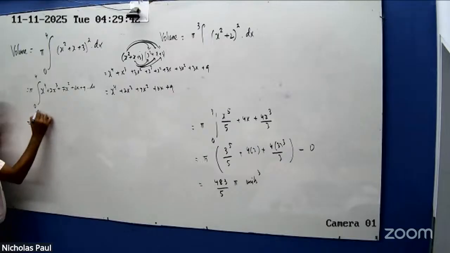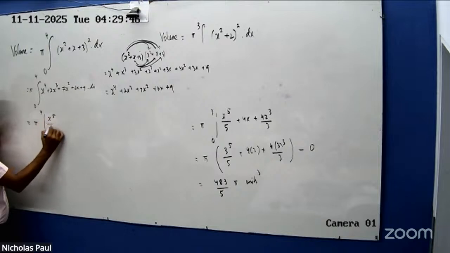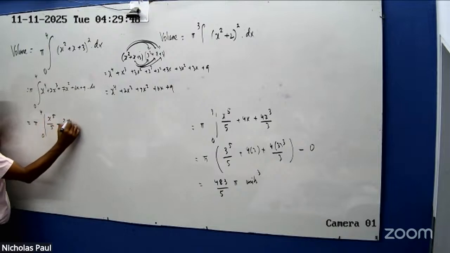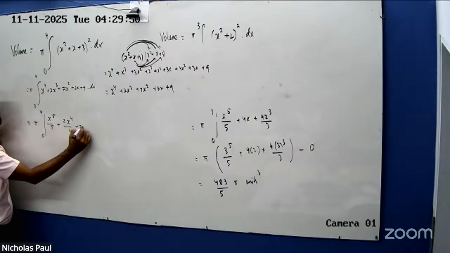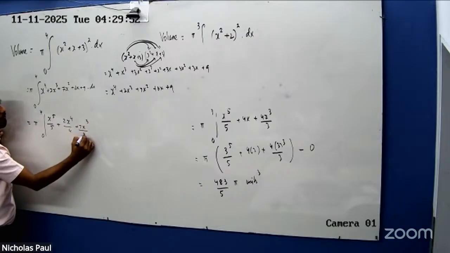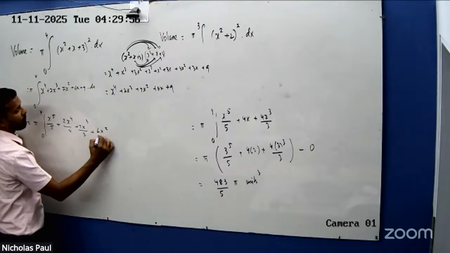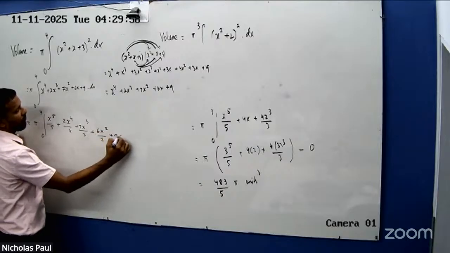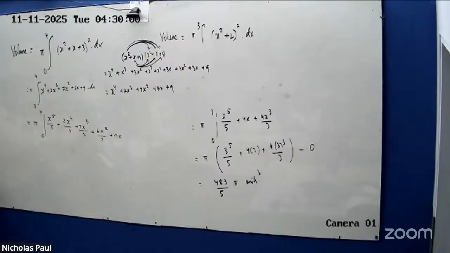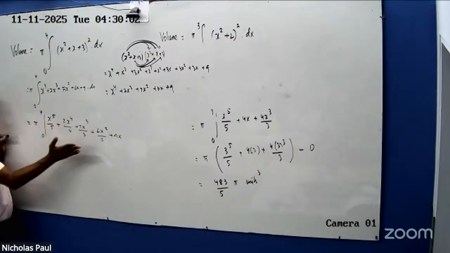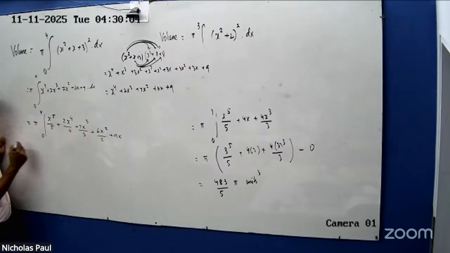Usual steps when we're integrating, add 1 to the power, divide by the new power. Do the usual thing and then plug in your answers. Plug in your 4 and plug in your 0.